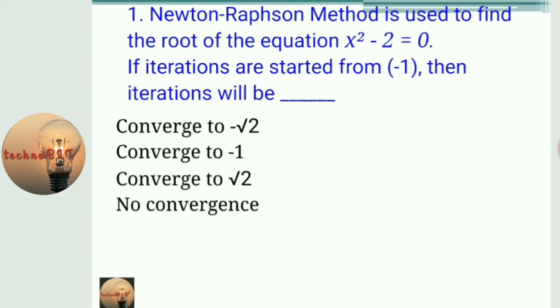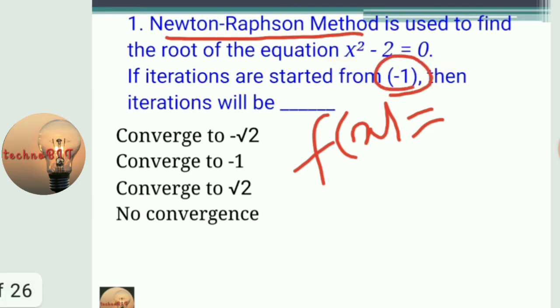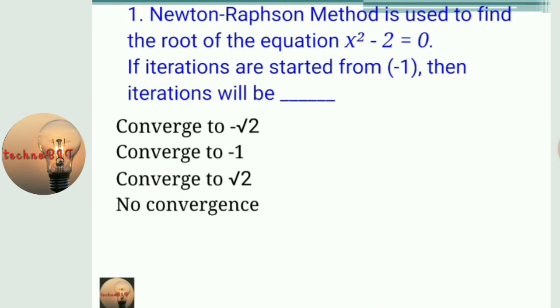So what has been given? We have to work on Newton-Raphson method, and here the f of x has been given as x square minus 2 and the value of x naught, that is the first approximation value of the root has been given. Now what we have to find, according to the option you can see we have to find where the convergence is going, that means what is the root of the equation. Okay, so let's have a look on the solution.